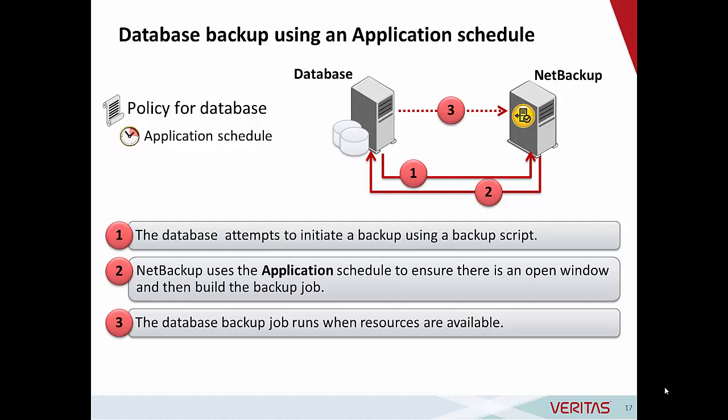Now this causes the client to connect to the NetBackup master server and look for an application schedule with an open start window. If there's an application schedule open in the correct policy type and the start window is open, then the master server says, yes, that's okay, send me your data, and the database streams data to NetBackup when resources are available. Always think of these application schedules as user backups.